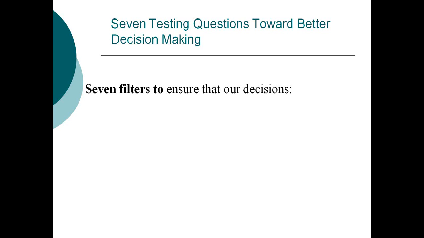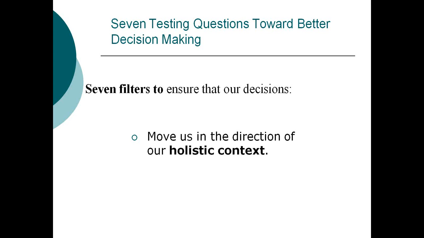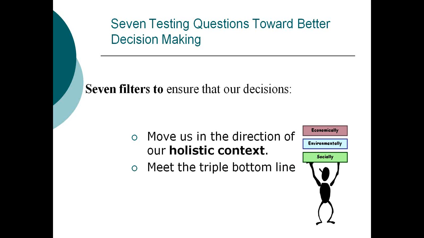So the 7 questions are, and we'll talk very briefly about each of them, and we're going to use the example of Craig in making a major decision in his life using all these questions. So it helps us to move in the direction of our holistic context. It helps us to meet the triple bottom line, those economic, those environment, and those social considerations that we must think about.